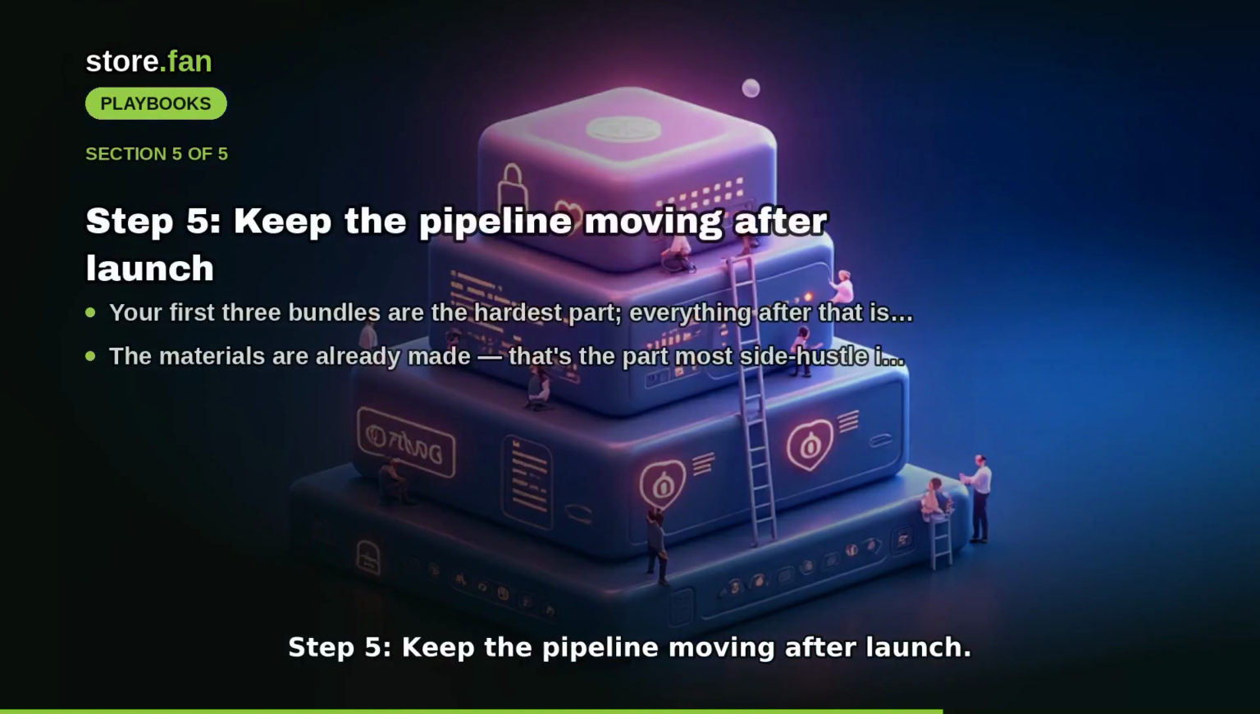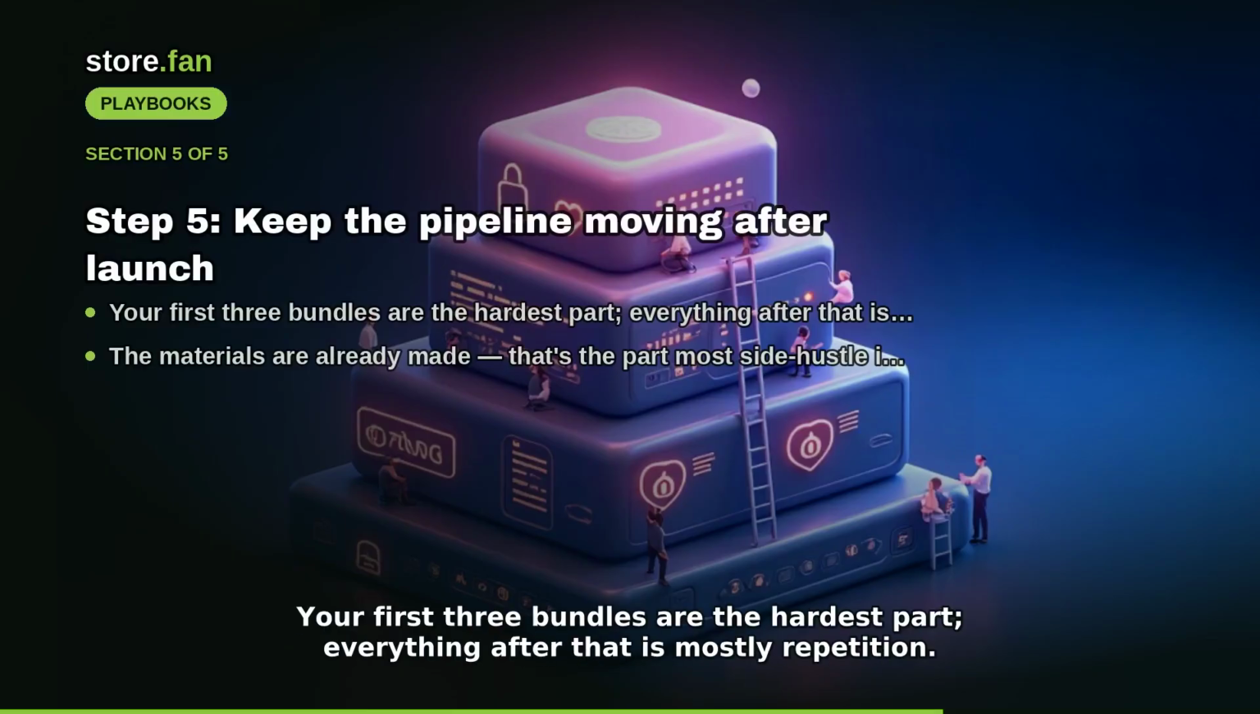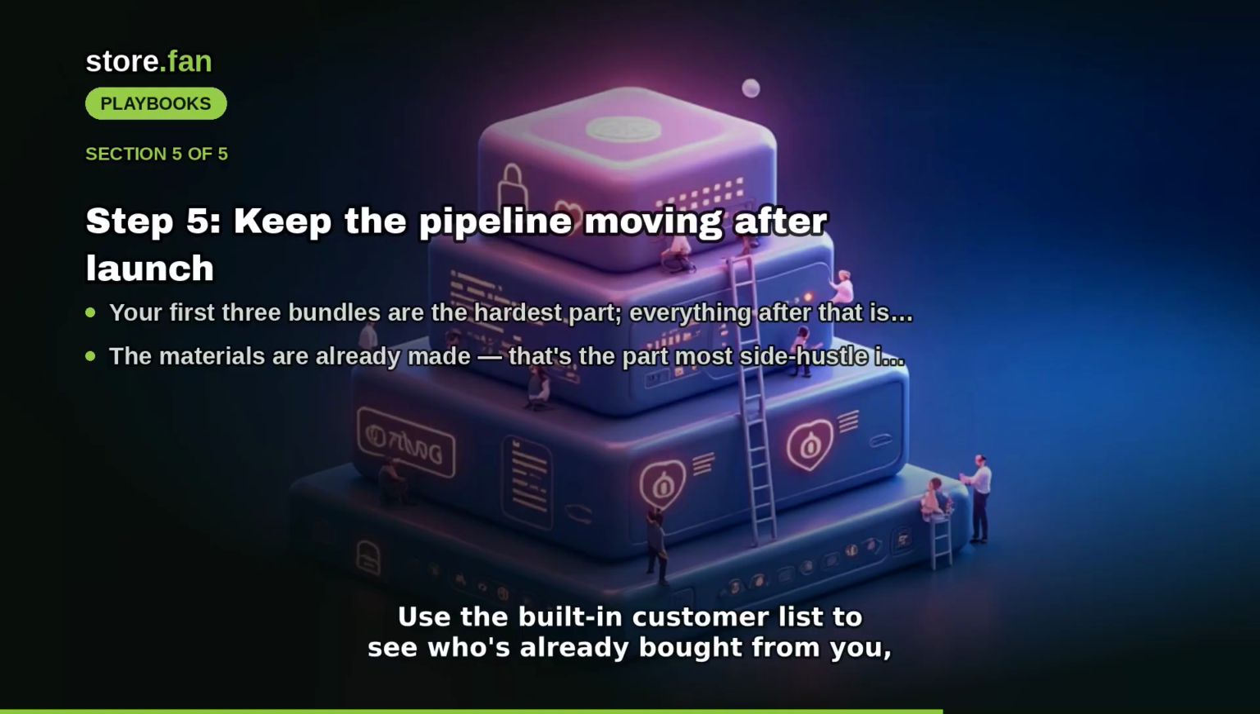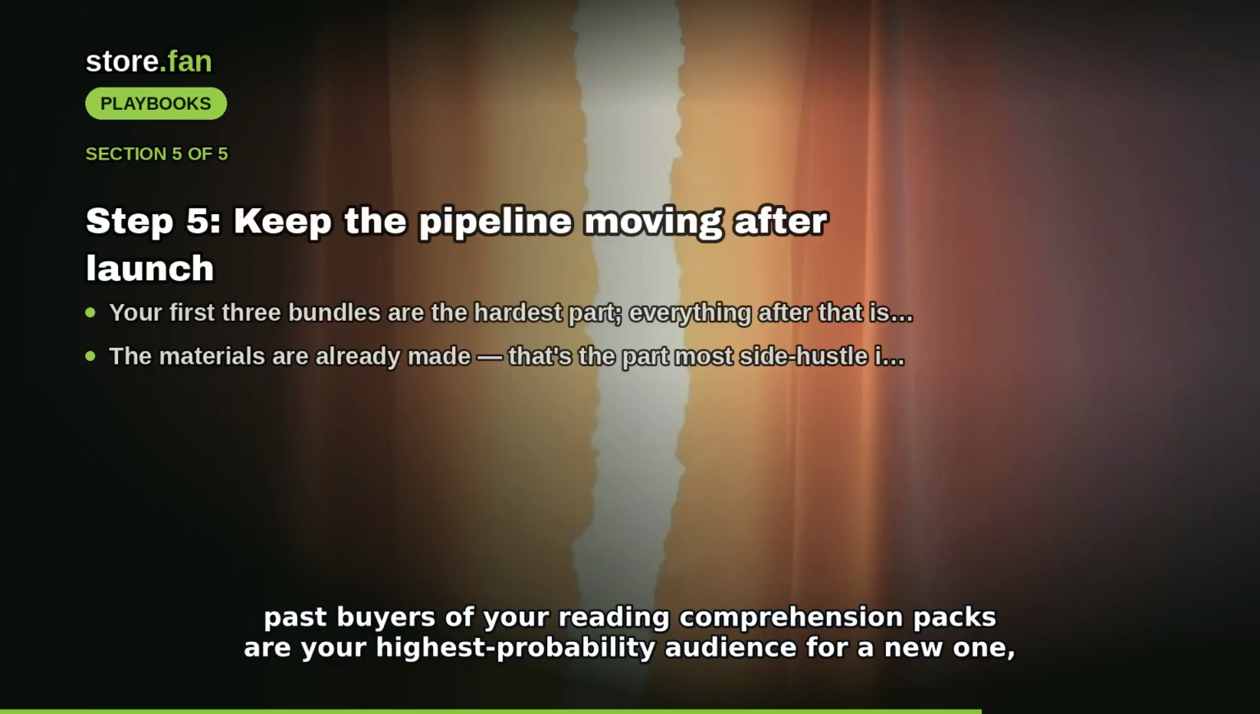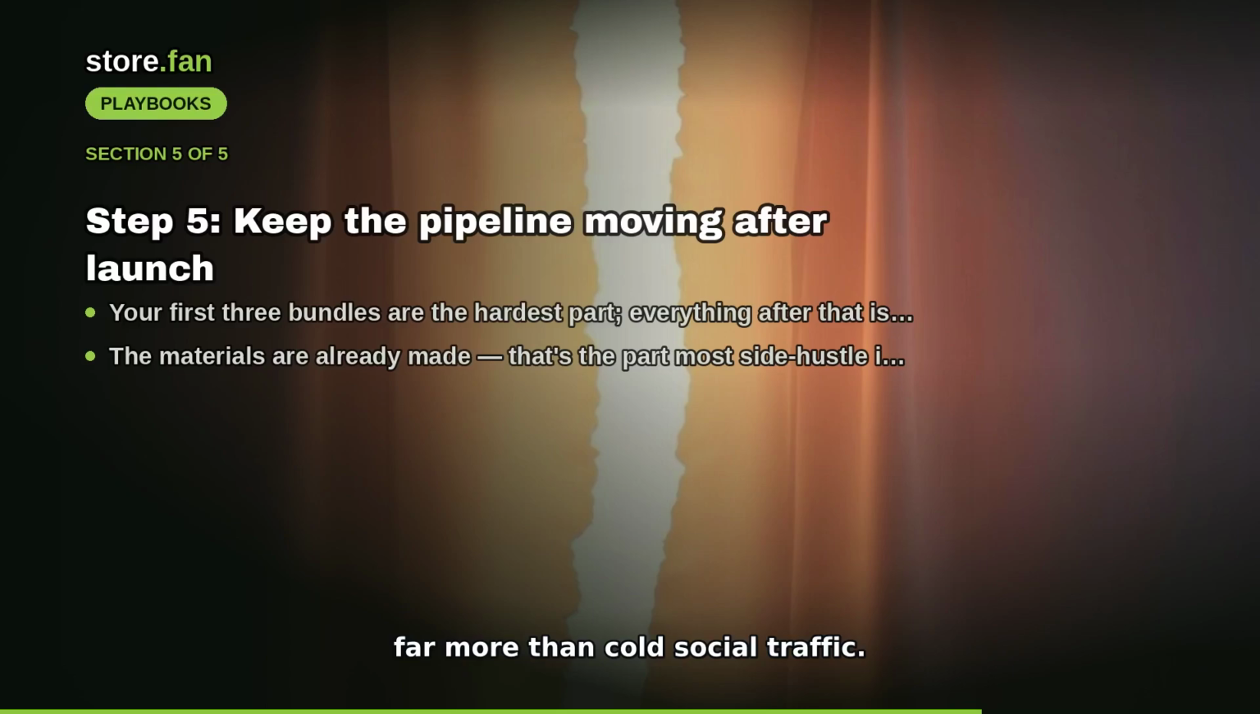Step 5. Keep the pipeline moving after launch. Your first 3 bundles are the hardest part. Everything after that is mostly repetition. Use the built-in customer list to see who's already bought from you, and send a broadcast email each time a new bundle drops. Past buyers of your reading comprehension packs are your highest probability audience for a new one, far more than cold social traffic.